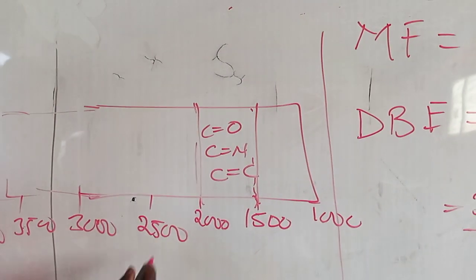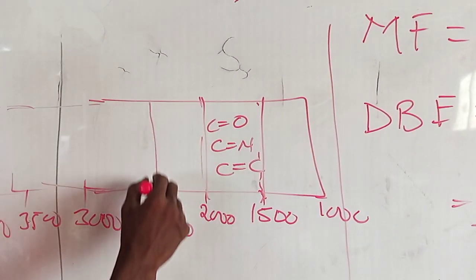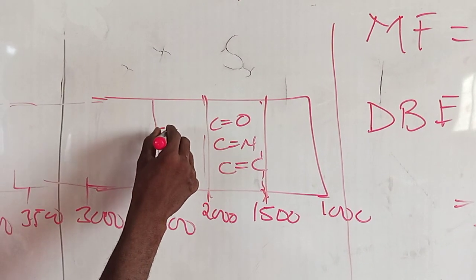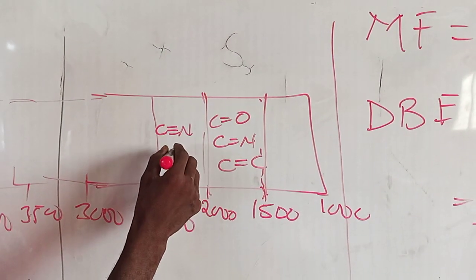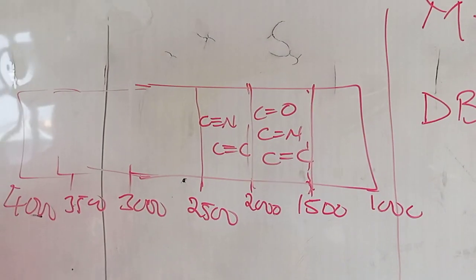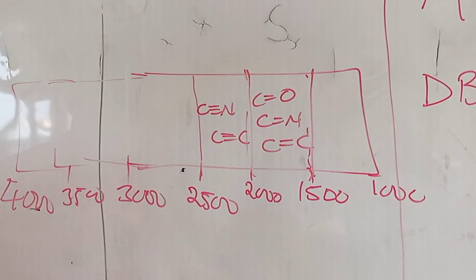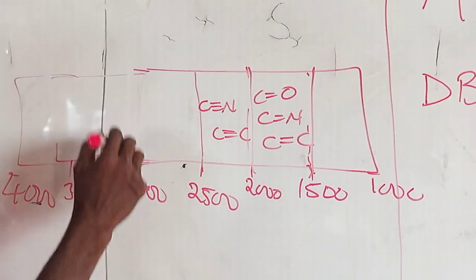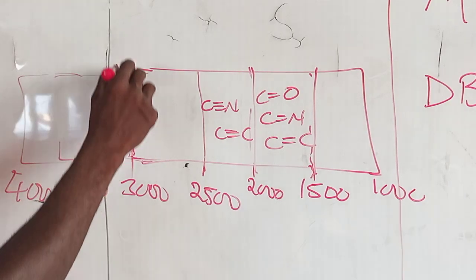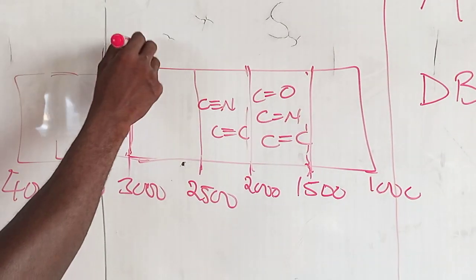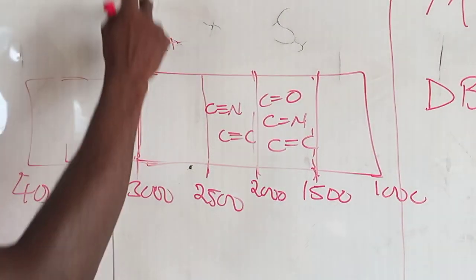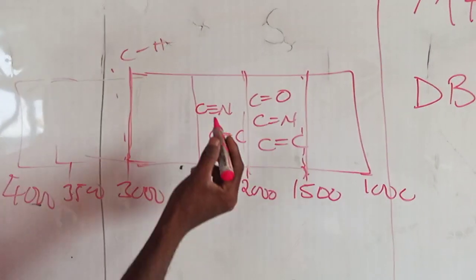The triple bond region is between 2,000 and 2,500, which can be C triple bond N or C triple bond C. So this is the triple bond region. Then around 3,000 is where we find the CH stretches. CH stretches. So let's see now.